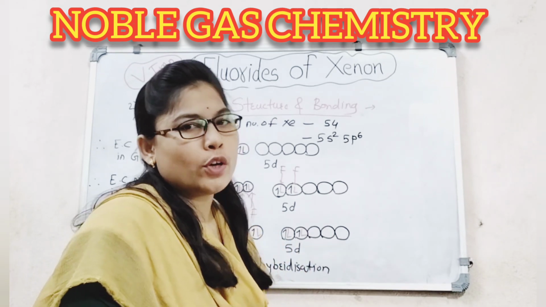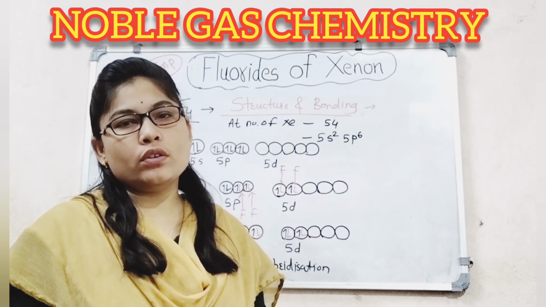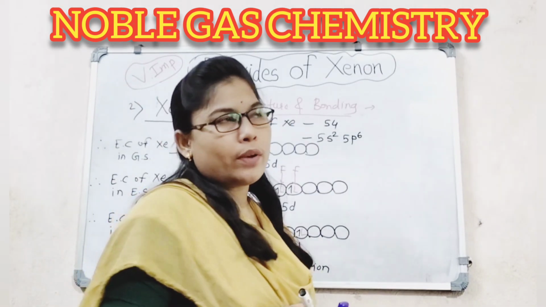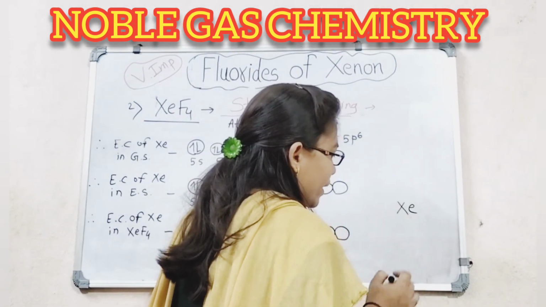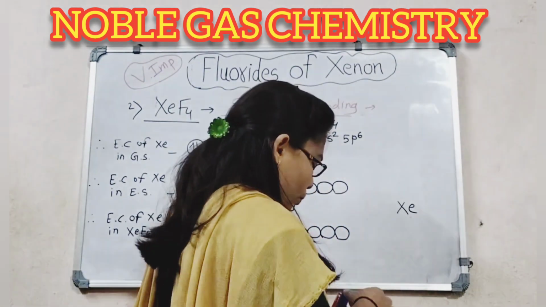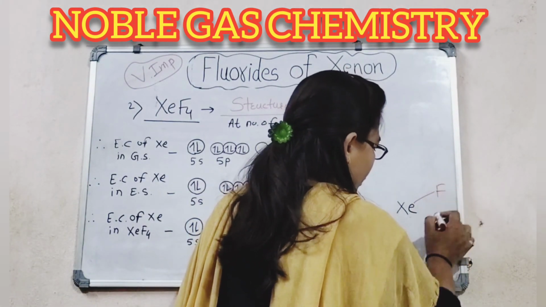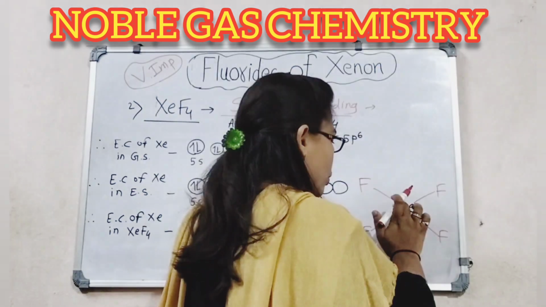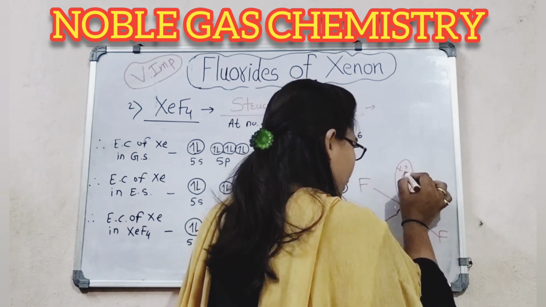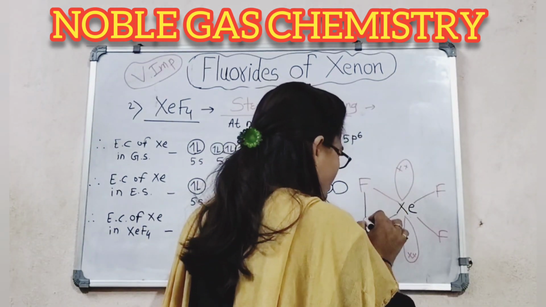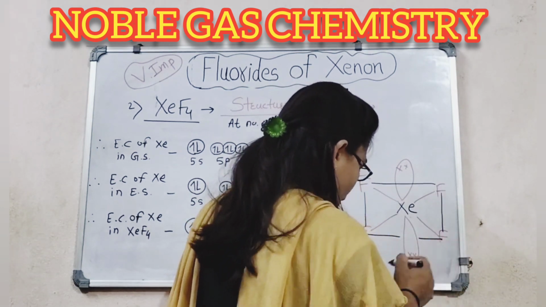The possible geometry of xenon tetrafluoride is octahedral, but due to the presence of two lone pairs of electrons, it shows square planar. In xenon tetrafluoride, xenon occupies the central position and 4 fluorine atoms are coplanar, while the 2 axial positions are occupied by the 2 lone pairs. The geometry of xenon tetrafluoride is square planar.